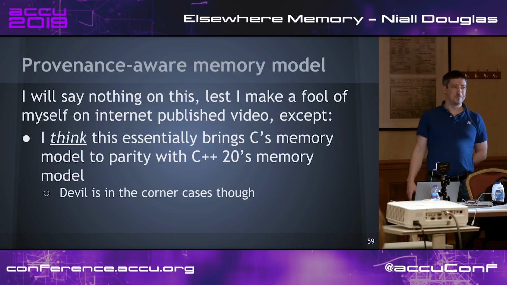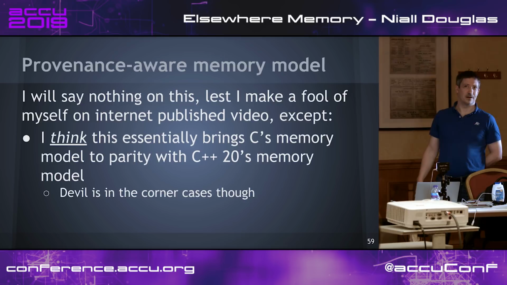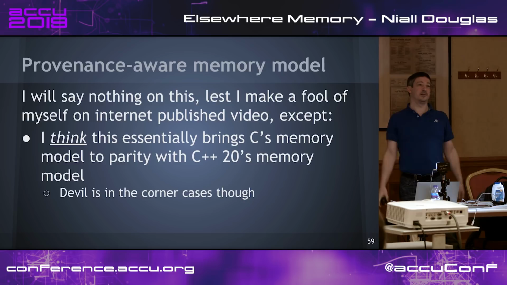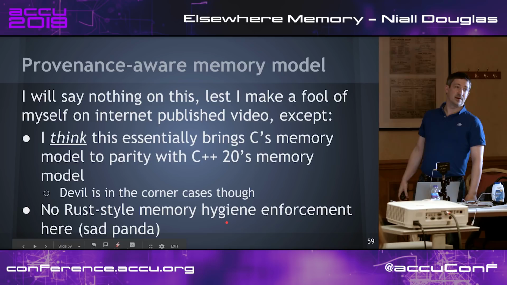So you apply operator equals, and you'll get a different result to memcmp on the same pointers. And there's people with weird compilers that have weird pointers that are always different in value, even if they refer to the same object, things like that. And that's completely valid. That's within the standard. You can have two pointers to the same object that have completely different binary representations, and that's supposed to work, and apparently it does work. But what I will say is that the provenance stuff has no Rust-style memory hygiene enforcement, sad panda, because I was really hoping they would, and they do not. I wanted, like, unsafe blocks.